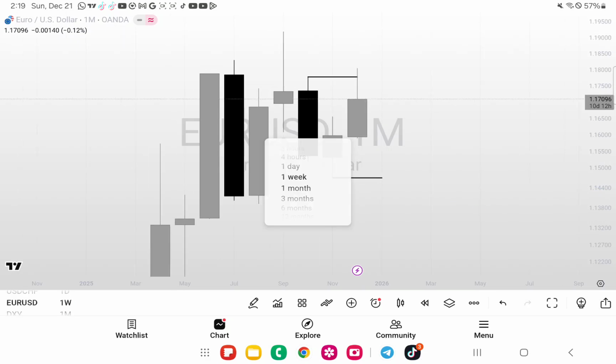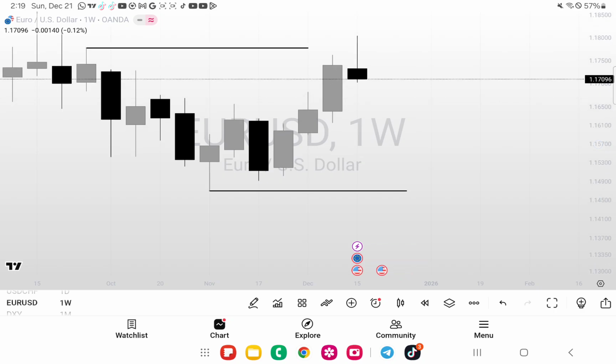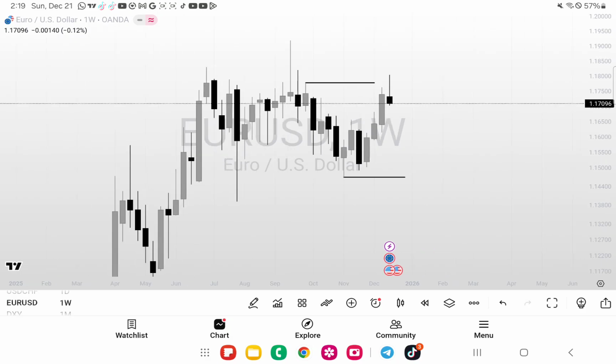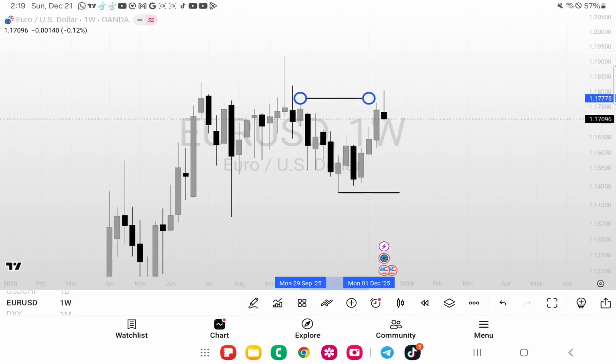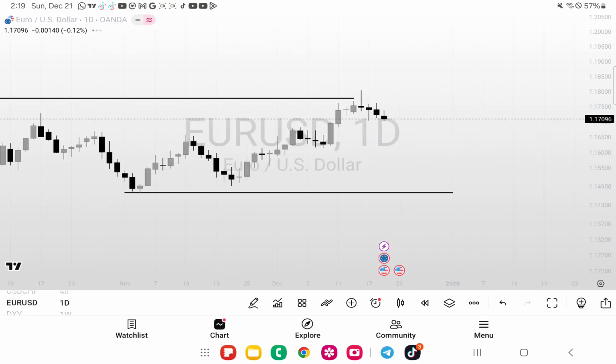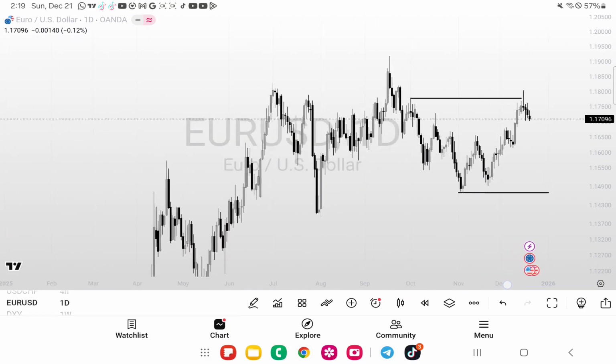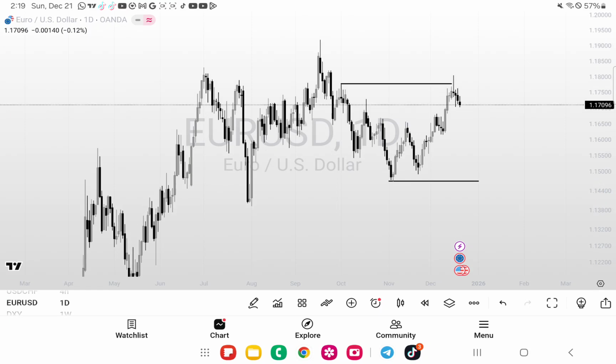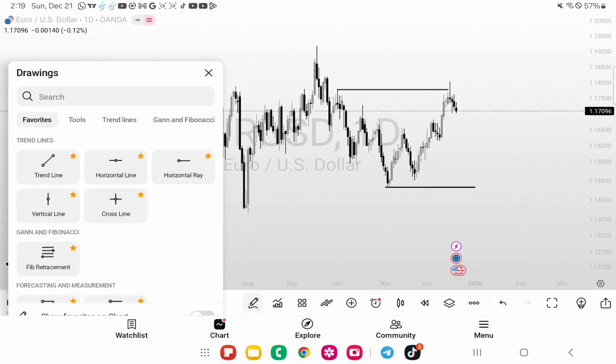Now let's scale down to the weekly time frame and see what is happening. On the weekly time frame, you are seeing rejection from the same zone. This is the rejection here. Now I'll scale down to the daily time frame and mark the overall structure of the market.